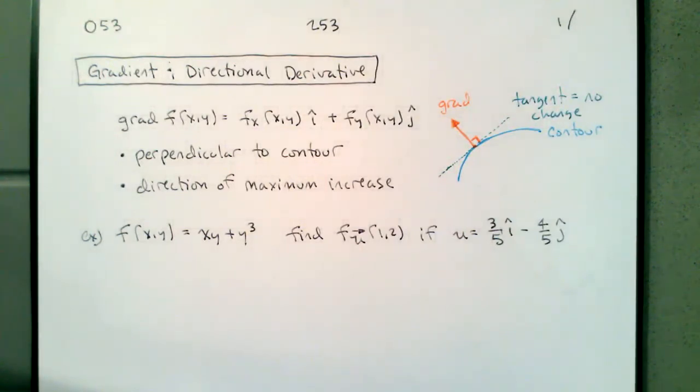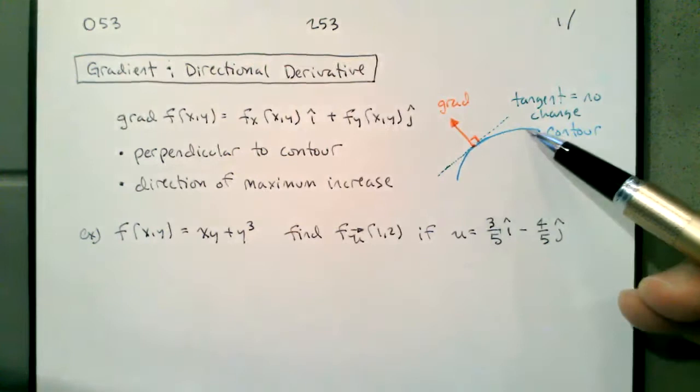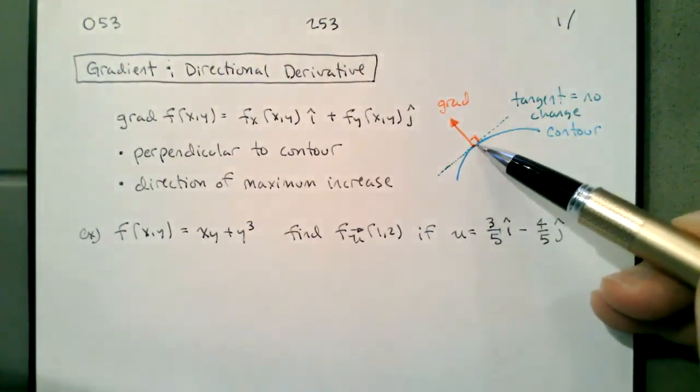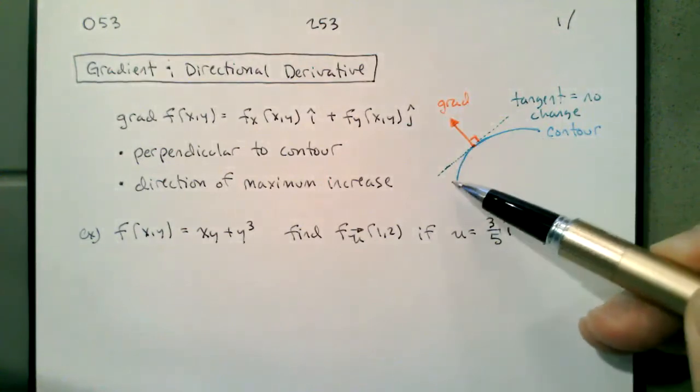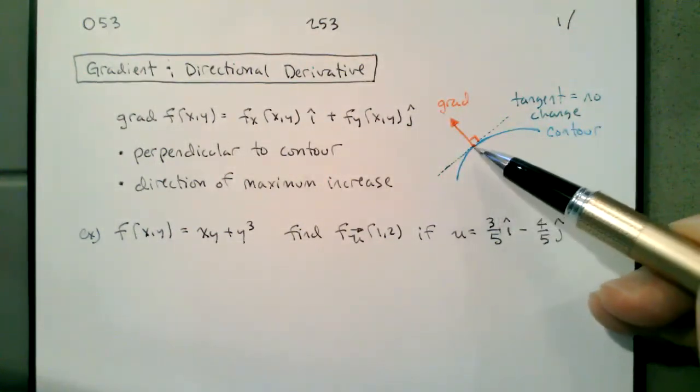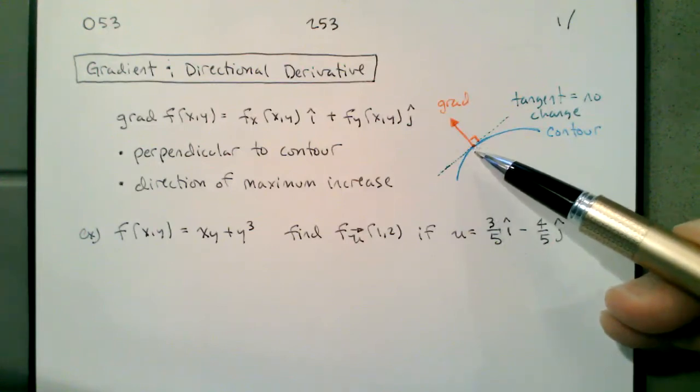Also, it's going to be the direction of maximum increase. This makes sense since it's perpendicular to the tangent. The tangent indicates where things are not changing. If you go in the direction of the tangent, you're walking along the contour, and that's where the value of the function is constant. So if you walk perpendicular to that, we get the direction of maximum increase.